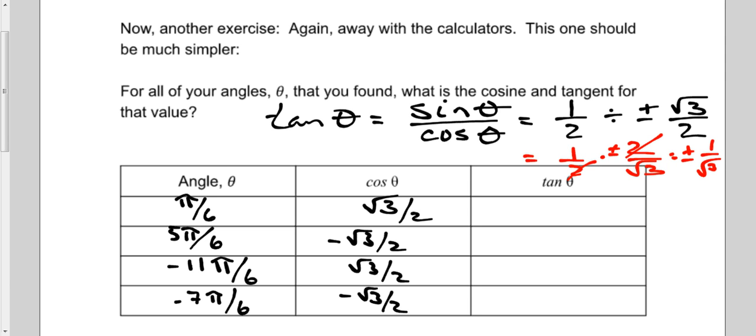What's Dawson's lemma? Radicals in the denominator are dumb. So to change this and get rid of the radical in the denominator, I multiply by root 3 over root 3, I get square root of 3 over 3, plus or minus. So every one of these is either going to be a positive or a negative square root of 3 over 3. Which ones are positive? Which ones?